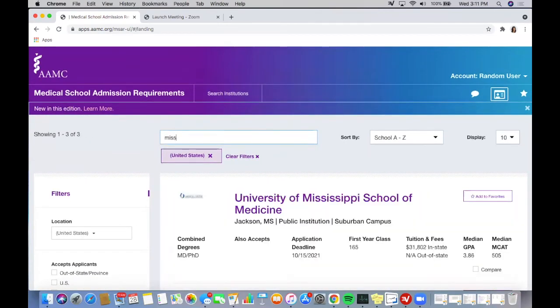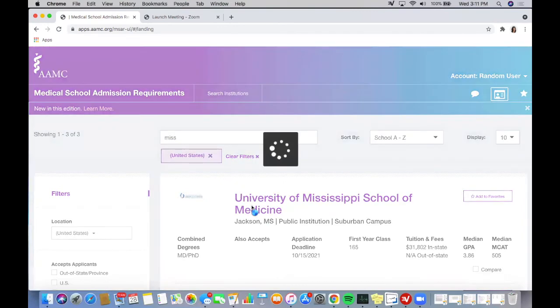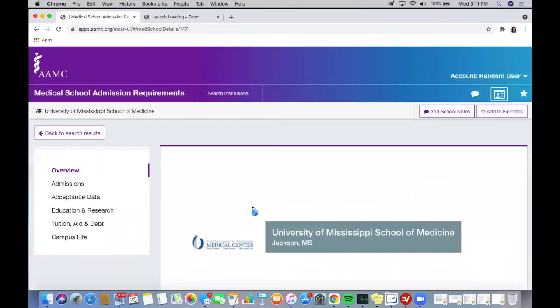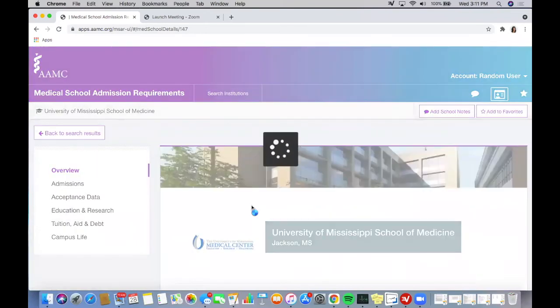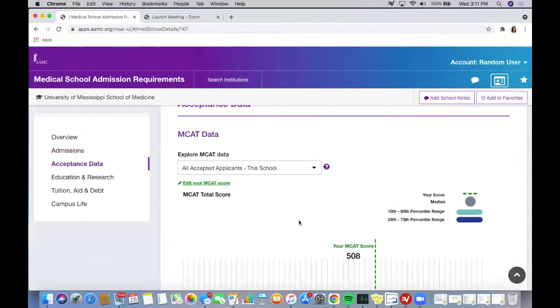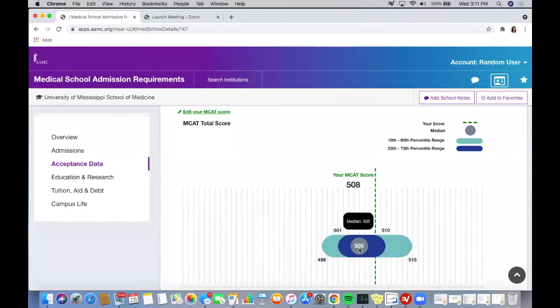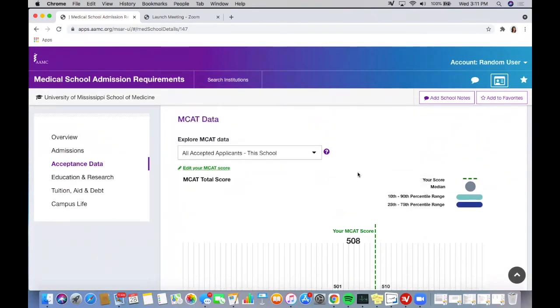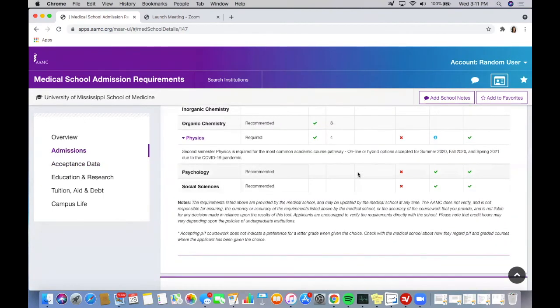So let's just go to the University of Mississippi. Okay. So you go to the University of Mississippi, and I'm thinking, okay, I could totally get into the University of Mississippi. And why? Because their average MCAT is a 505 and I have a 508. So wow, I am competitive for the University of Mississippi. I can get in there.